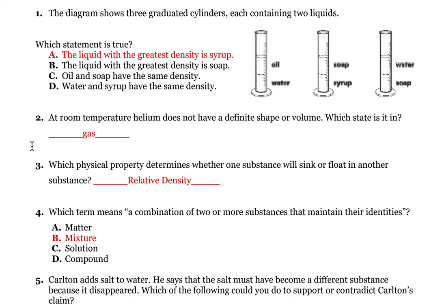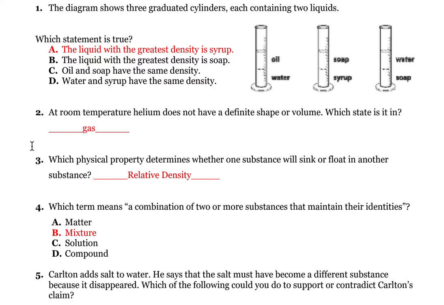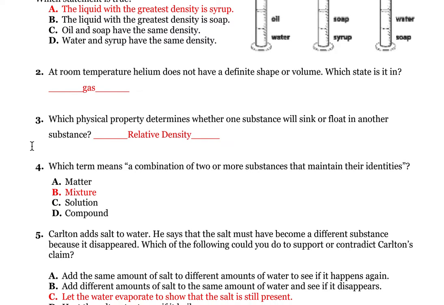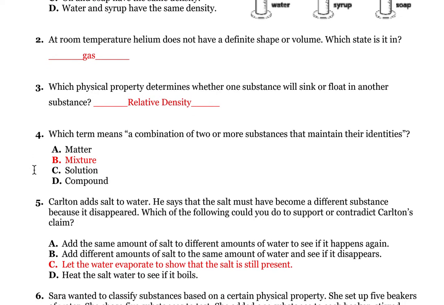Number 2, at room temperature, helium does not have a definite shape or volume. Which state is it in? Helium is a gas. Number 3, which physical property determines whether one substance will sink or float in another substance? The answer is relative density. Number 4, which term means a combination of 2 or more substances that maintain their identities? That would be B, a mixture.